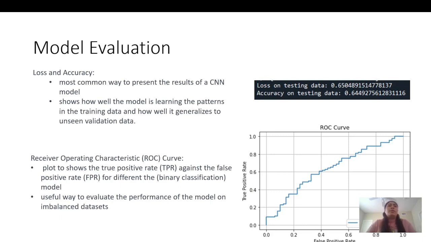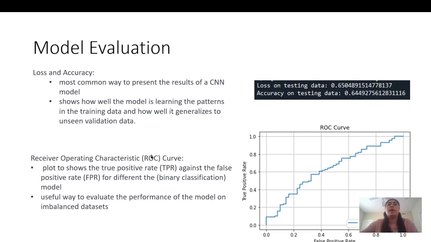In the model evaluation, we can evaluate if the model is doing better or not by using the loss and accuracy and also the ROC curve. I used the same developed model on the test dataset as well, and on the test dataset my model showed an accuracy of 64% with a loss of 65%. The loss function basically shows how well the model is learning the pattern, and the CNN model is learning 64%, which is measured on the testing dataset.